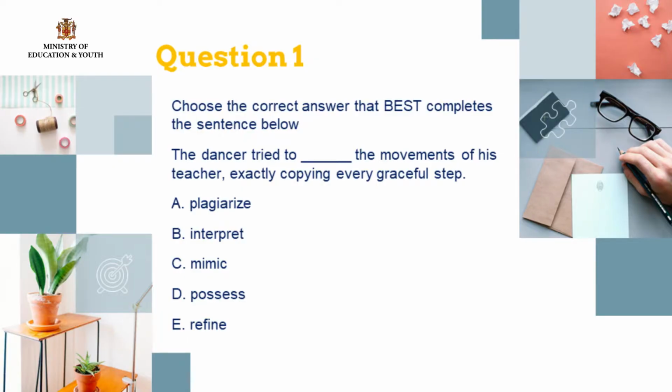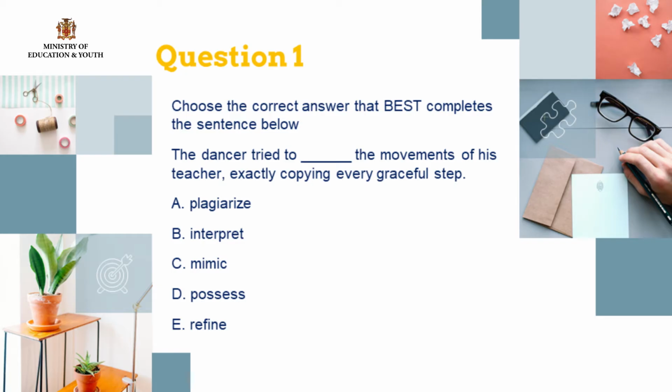Let's try this one together. An instruction says, choose the correct answer that best completes the sentence below. The dancer tried to blank the movements of his teacher, exactly copying every graceful step. The options: A, plagiarize; B, interpret; C, mimic; D, possess; or E, refine.